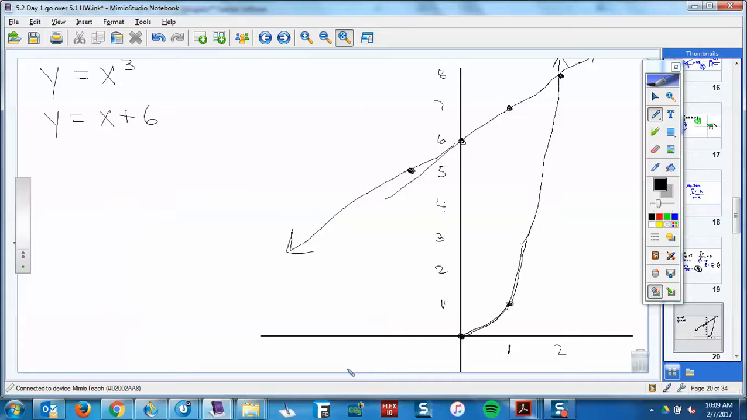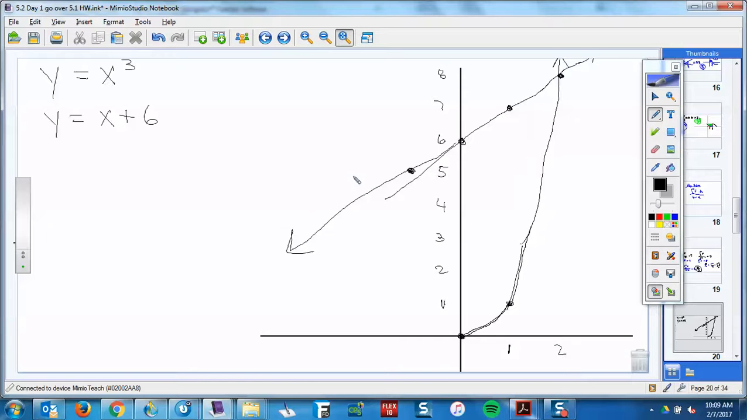All right, 71. Now this 71 is kind of foreshadowing a little bit stuff we're going to do later. You're going to have a lot of problems when we get to chapter 7 where they're going to describe a region, and we need to be able to shade and identify that region. So in 71a, they said sketch the region bounded by these two curves and the line x equals 0.